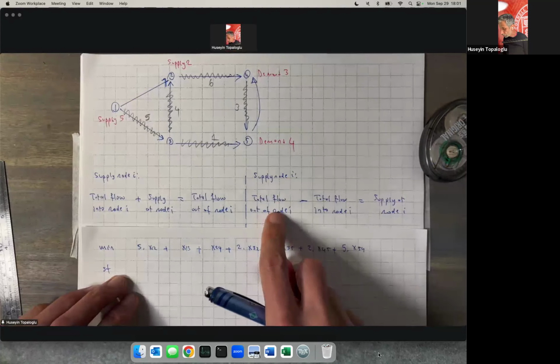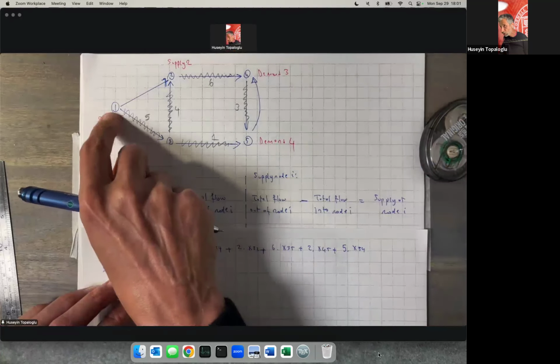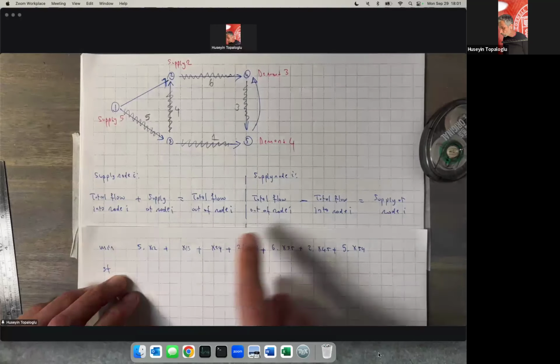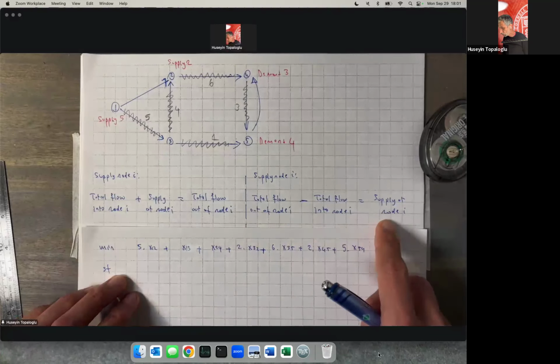So let's write this. Total flow out of node 1. I'm writing the constraint for node 1, and it's a supply node. So we're going to write a constraint that says total flow out of node 1 minus total flow into node 1 is equal to supply at node 1.